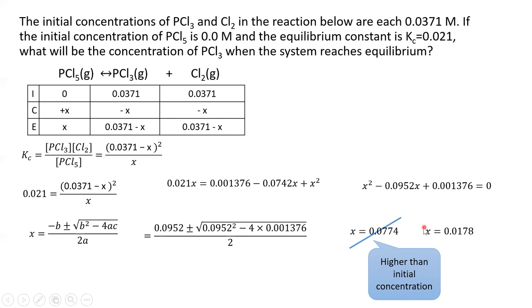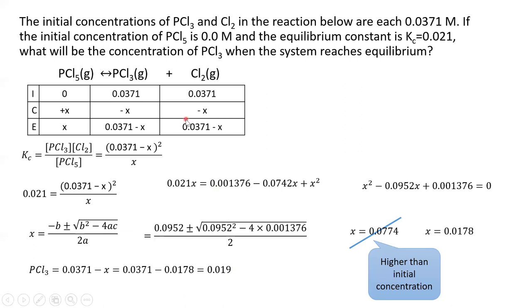So once we solve for x, we can figure out the equilibrium concentrations, which is what we're looking for. And in this case, it actually didn't ask us for all the equilibrium concentrations. It just asked us for the equilibrium concentration for the phosphorus trichloride. So to figure that out, we would take 0.0371 and subtract x. So the phosphorus trichloride would be 0.0371 minus 0.0178. So the concentration, there probably should be a molarity here. The concentration of the phosphorus trichloride at equilibrium is 0.019 moles per liter.